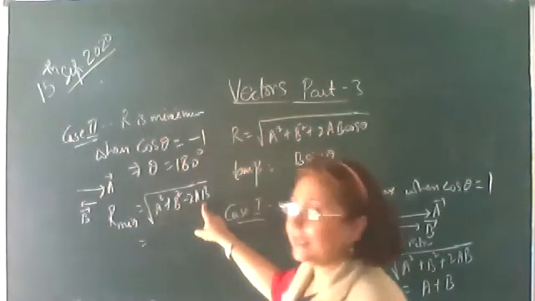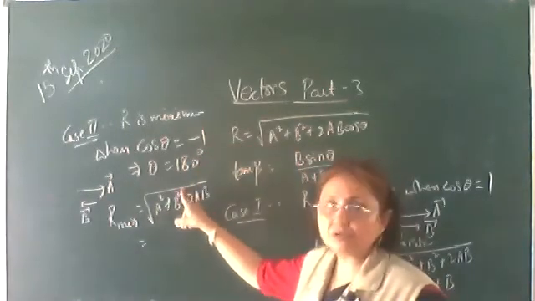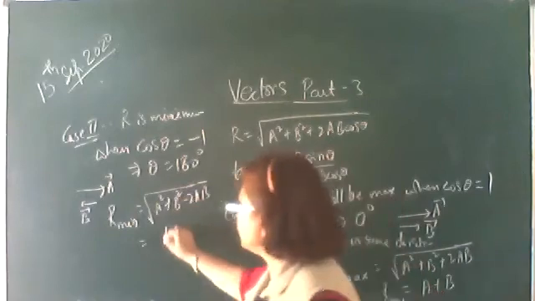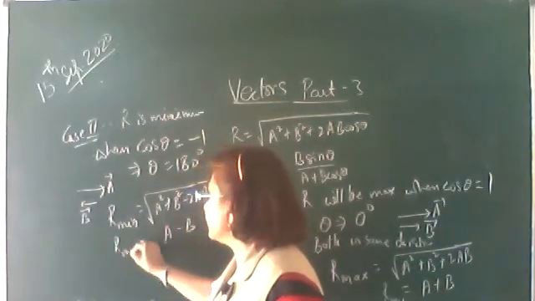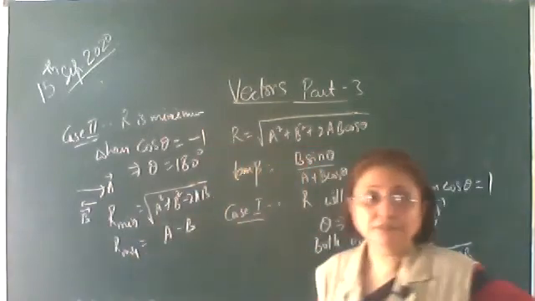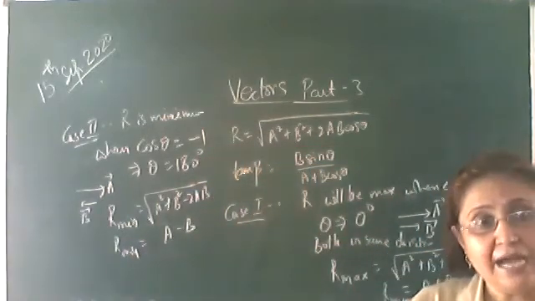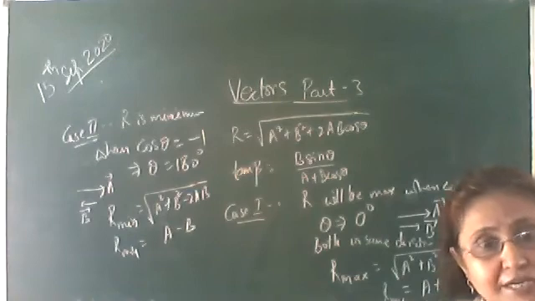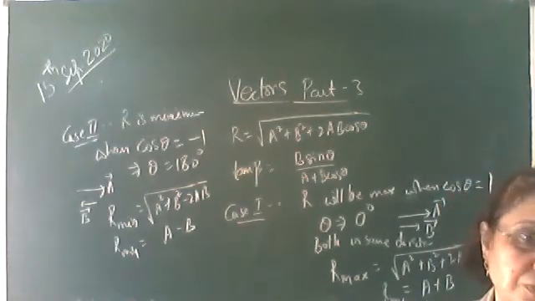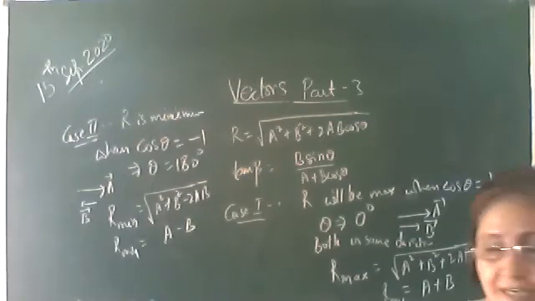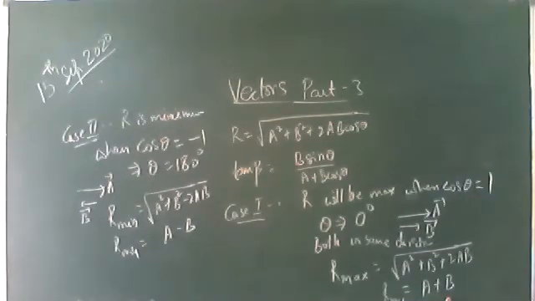How can it be written? A minus b whole square under root cancels out. So how much is the minimum resultant? A minus b. So the minimum resultant is a minus b. And when is it possible? When the angle between the two vectors is 180 degree. That is, the two vectors are acting in the opposite direction. And the maximum resultant is a plus b, when both the vectors are acting in the same direction.